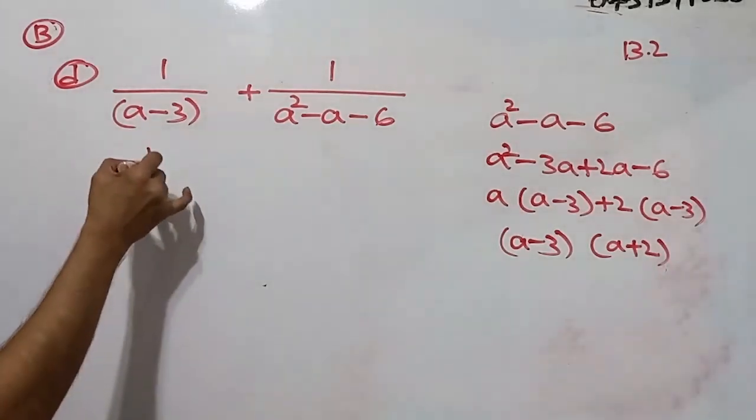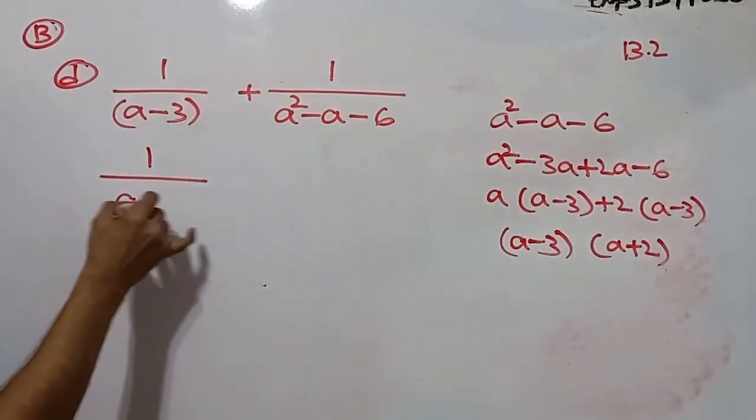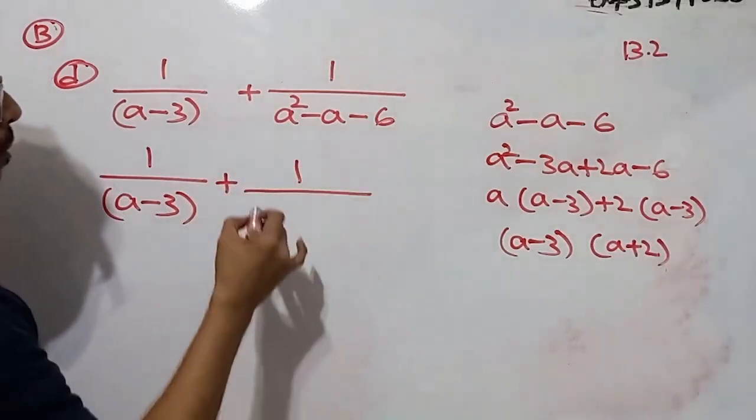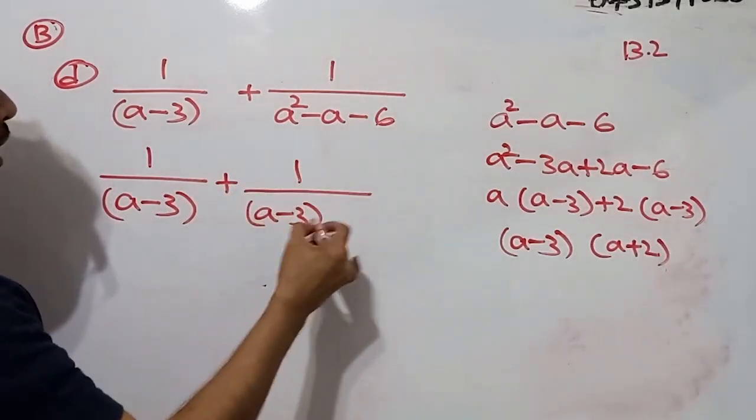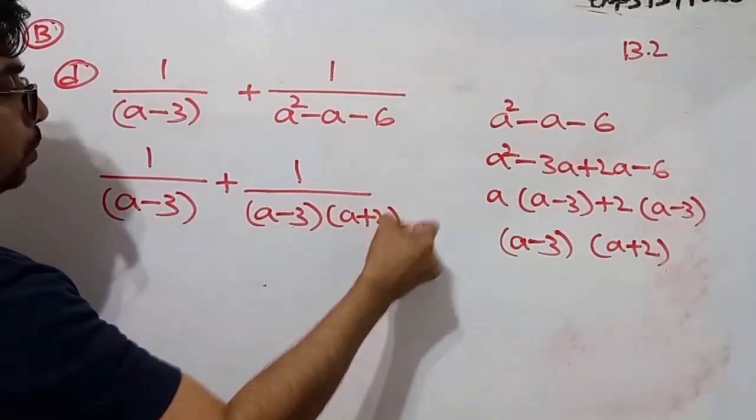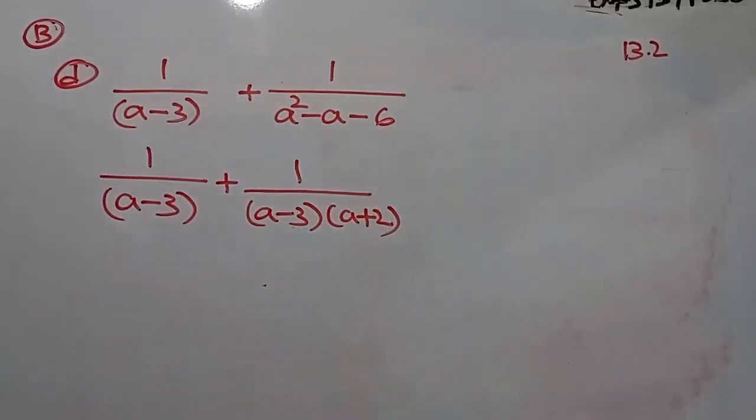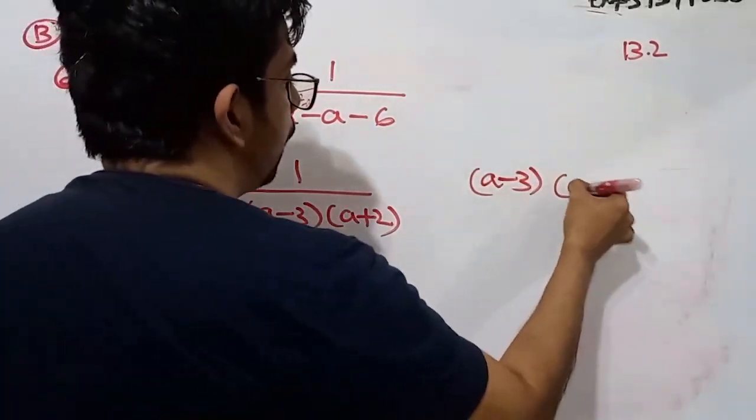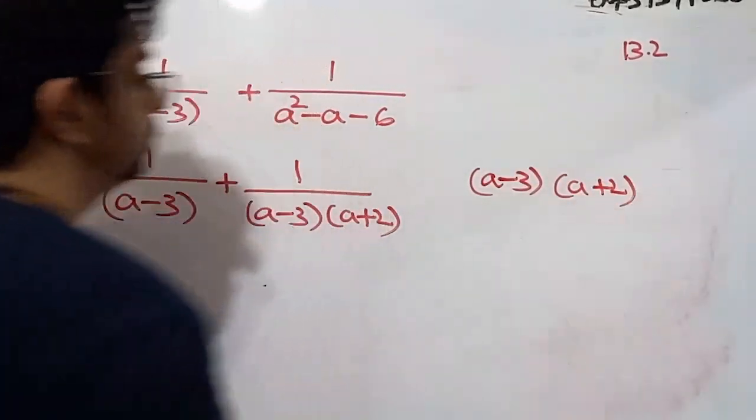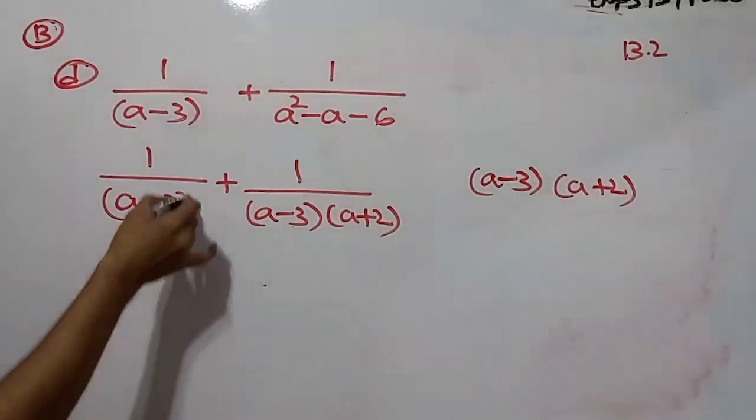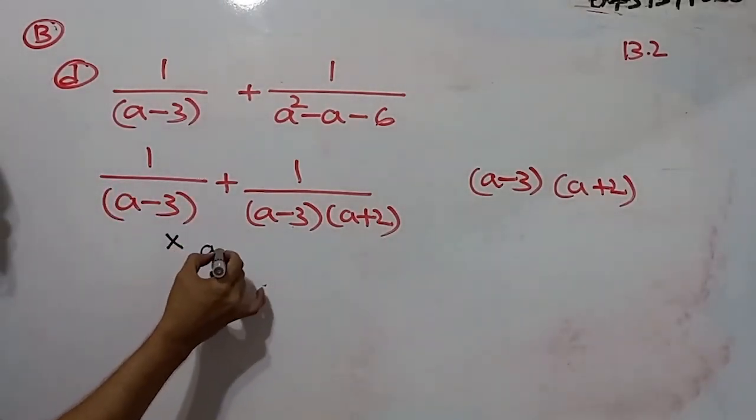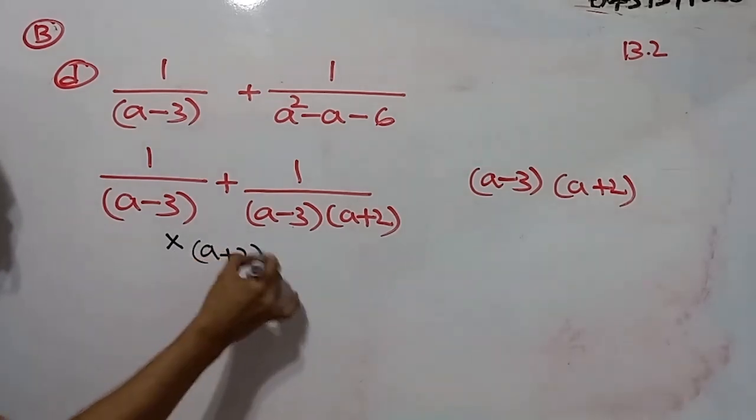Right. So 1 divided by a minus 3 plus 1 divided by a minus 3 and a plus 2. Okay, so here what should be the LCM? It should be a minus 3 and a plus 2. Okay, so here we have a minus 3. That means we need to multiply this by what? A plus 2.